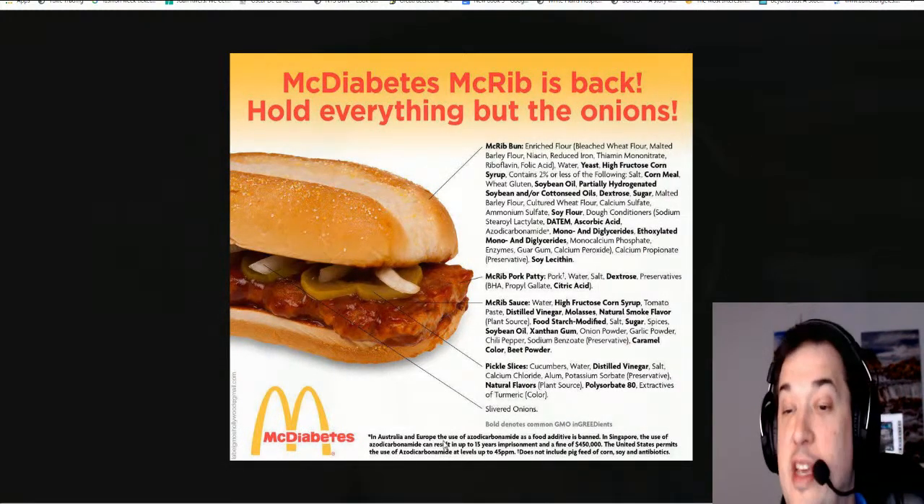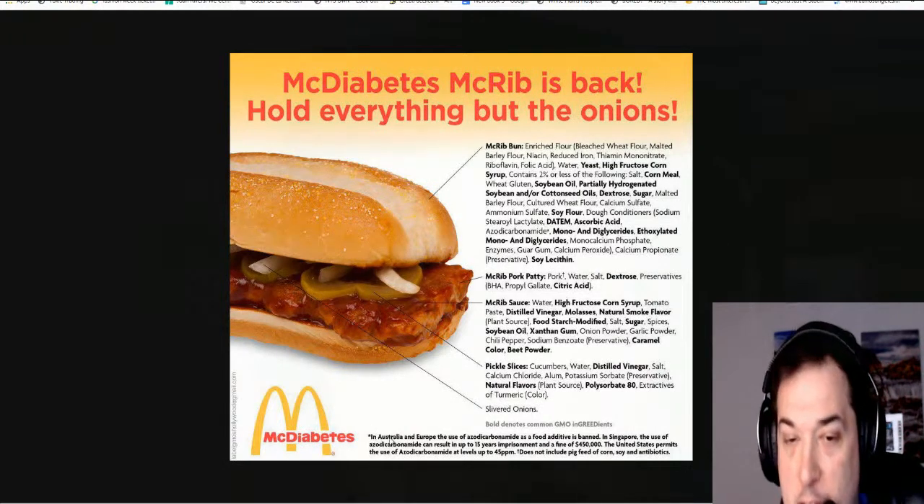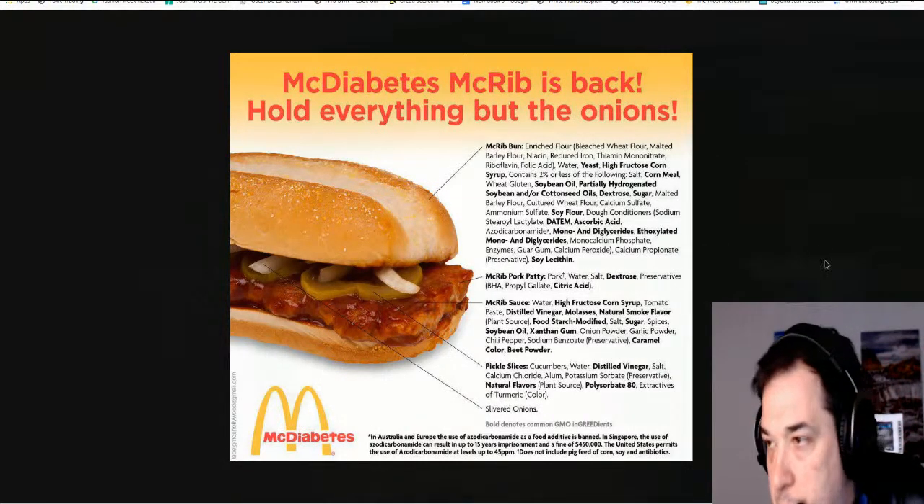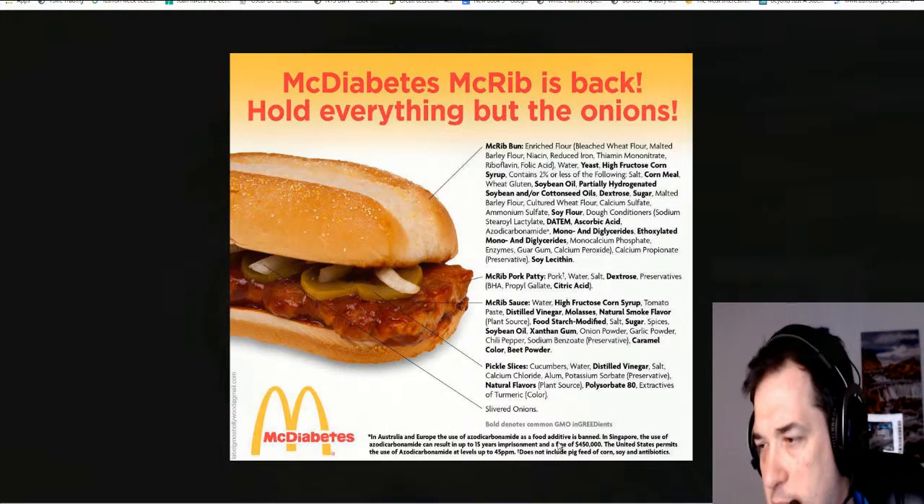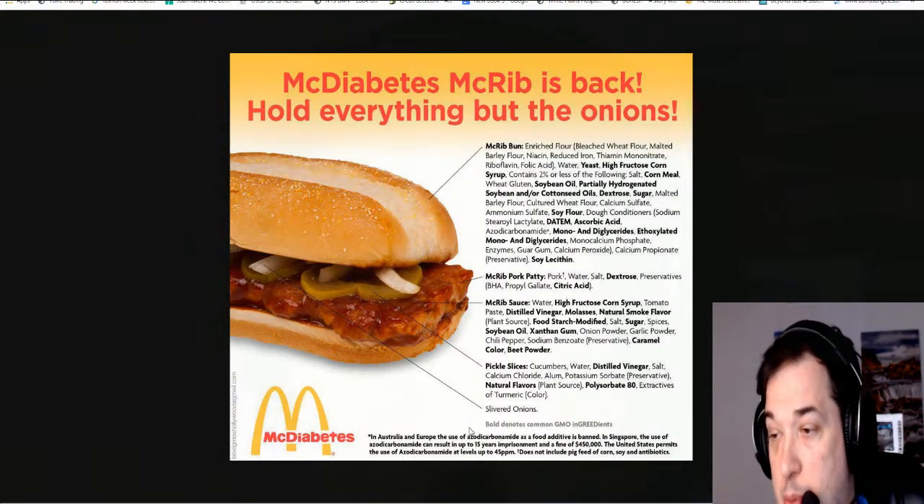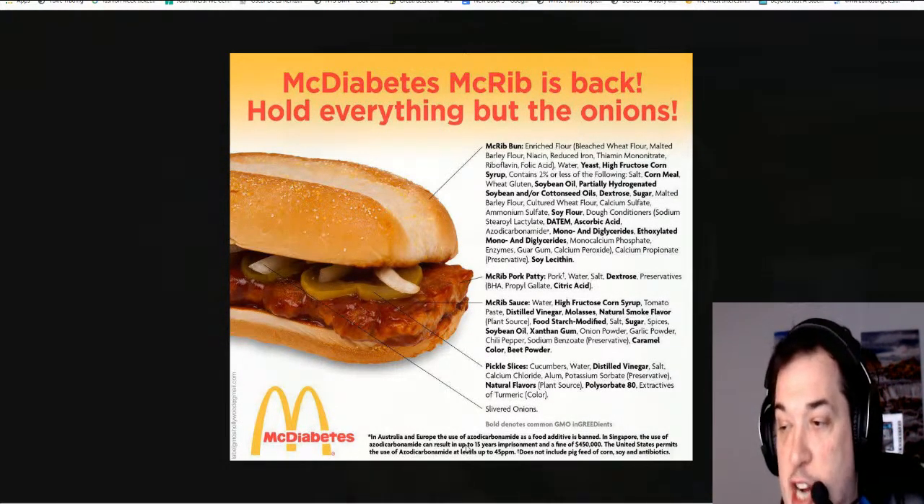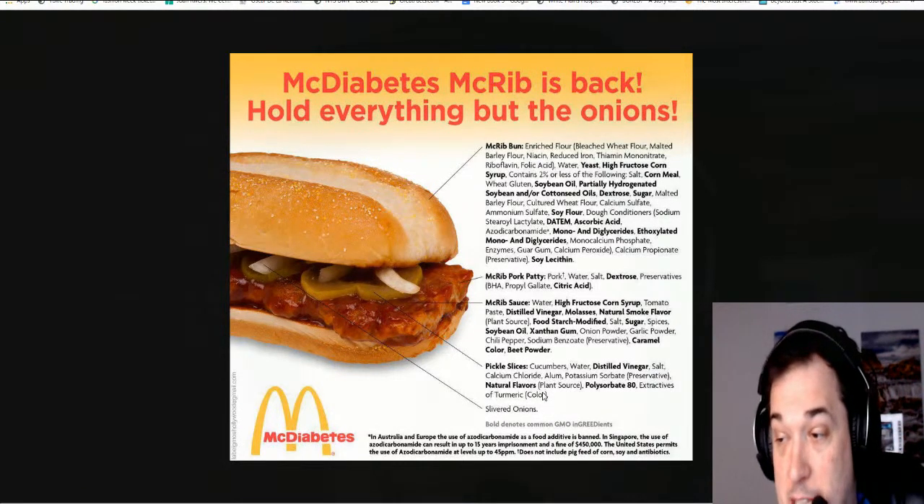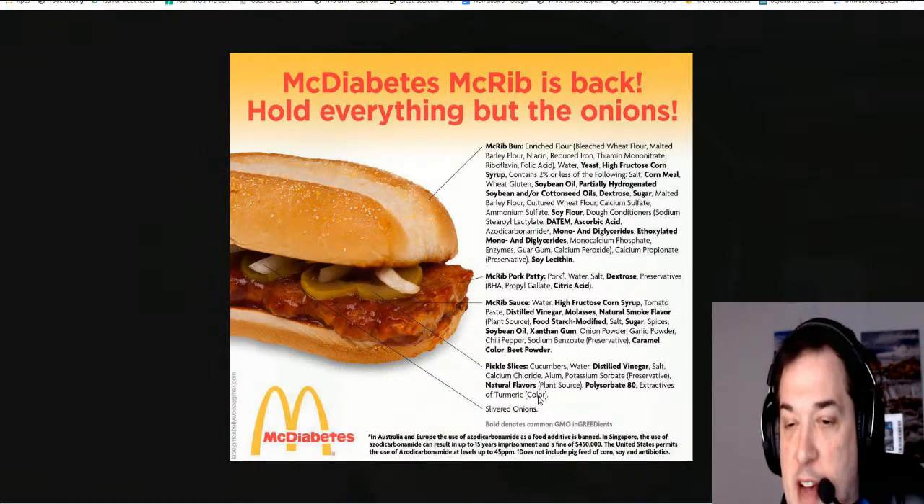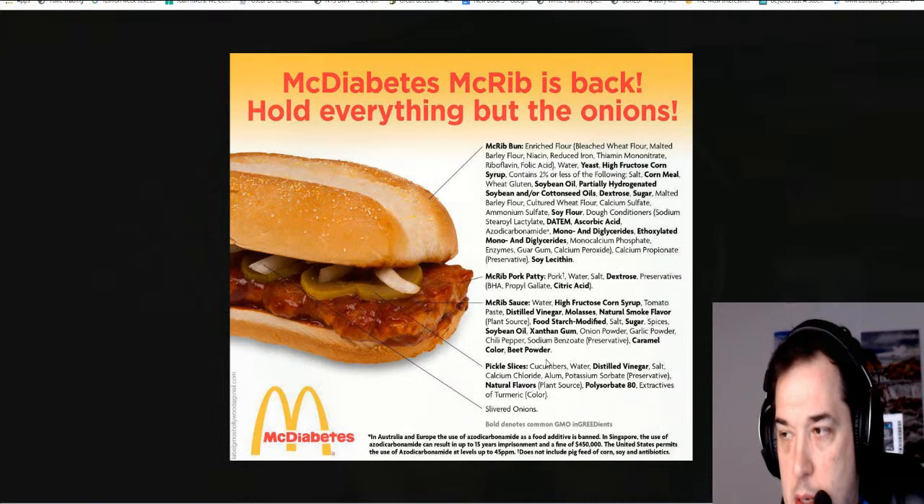I just want to point out it's azodicarbonamide. I don't even know what on earth that is. I think they make it in a lab. In Australia and Europe, as a food additive, it's banned. In Singapore, the use of this can result in up to 15 years in prison and a fine of $450,000. The United States permits the use of it at levels at 45 parts per million. That is what's inside your McRib.